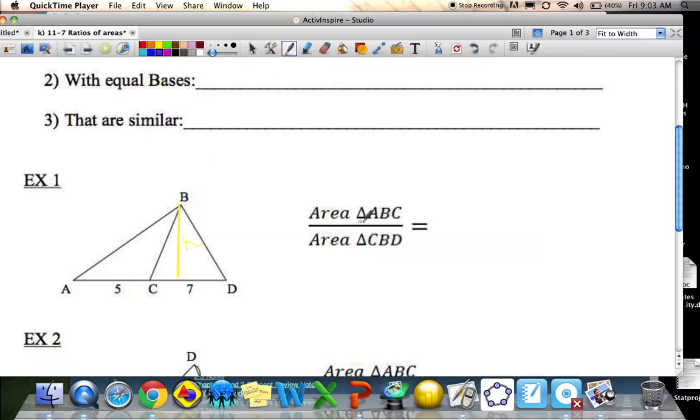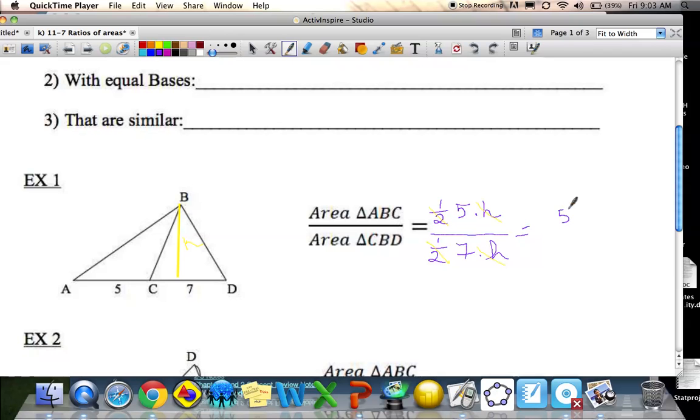Now to find the area of triangle ABC, the formula is 1/2 base times height. The base is 5 and the height is H. And we divide that by the area of triangle CBD, which is 1/2 times 7 times the height. Canceling things out, the 1/2s cancel, the H's cancel, and we're left with simply 5/7.